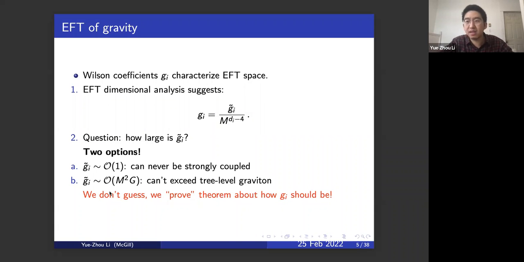And the second option is special in gravitational theory, because this dimensionless quantity could be of the order M squared times G Newton, the Newton constant. That means it cannot exceed the strength of a tree-level graviton because it's suppressed by G Newton. Which one is correct? We don't know. You can make some assumption and derive further, but we don't make assumptions and we don't guess. Using our approach, we can actually prove a theorem about how g_i should be. This is an important point.